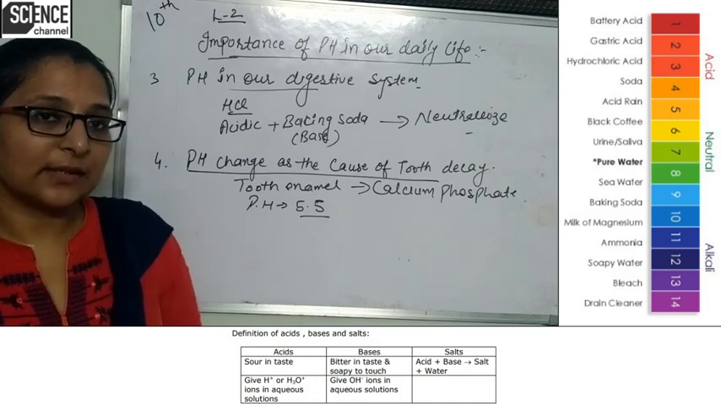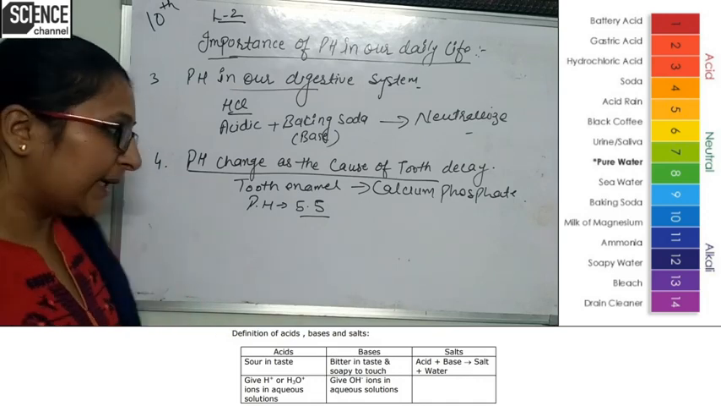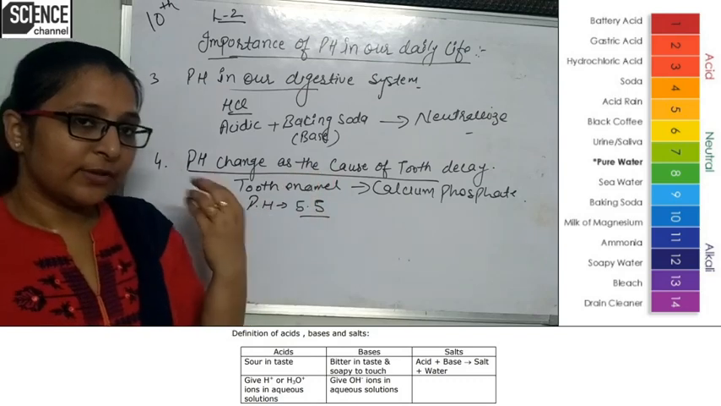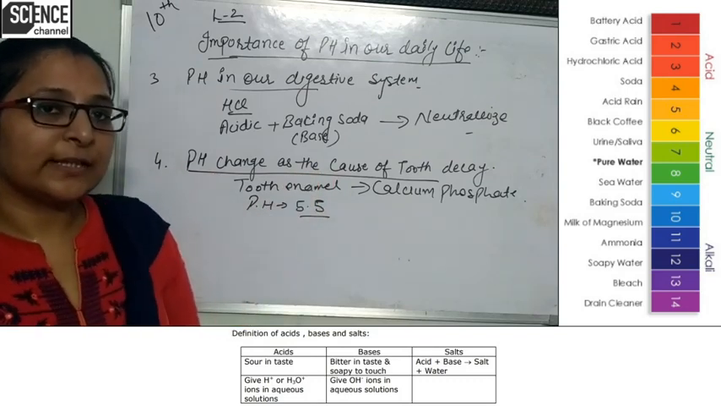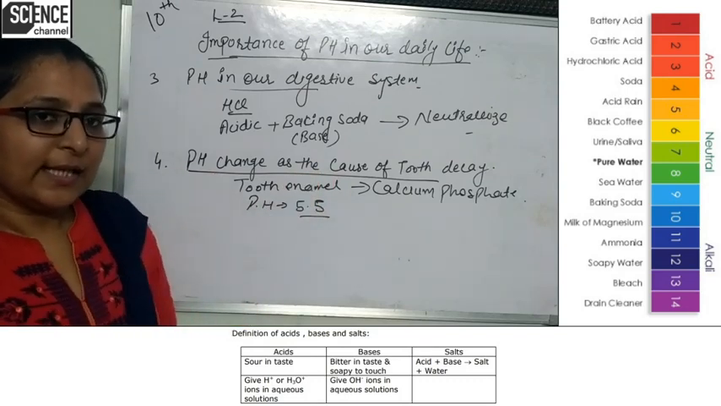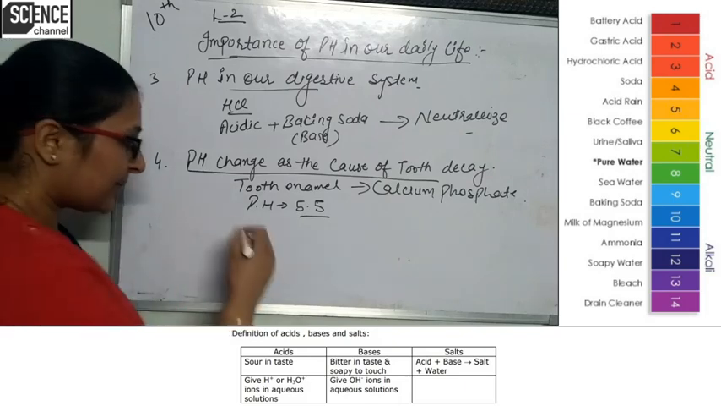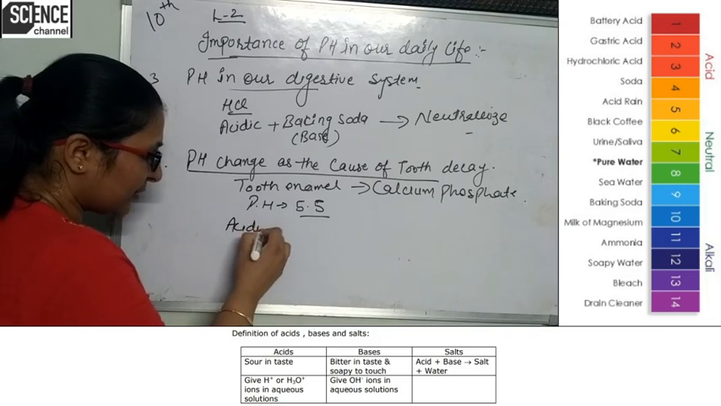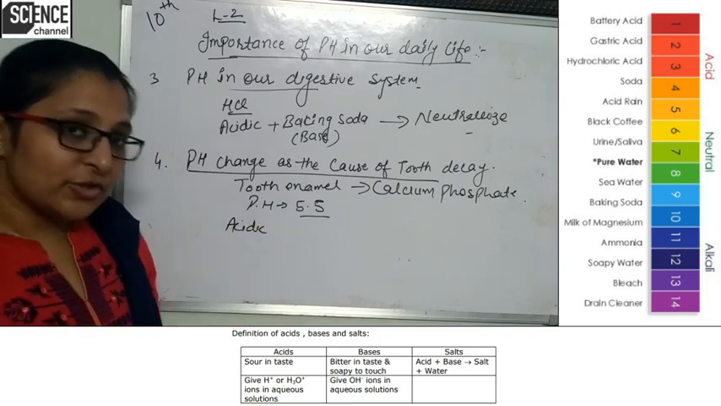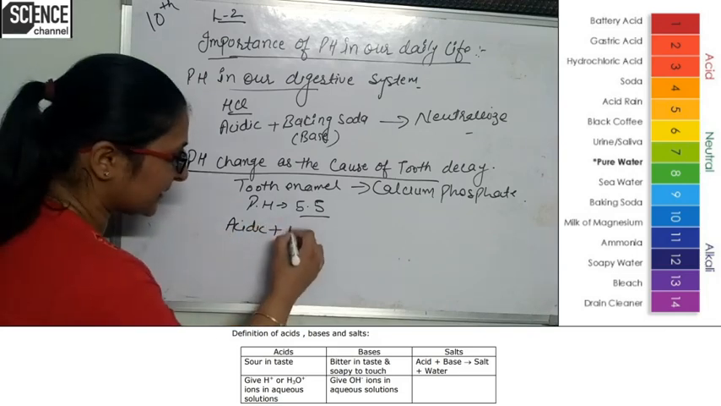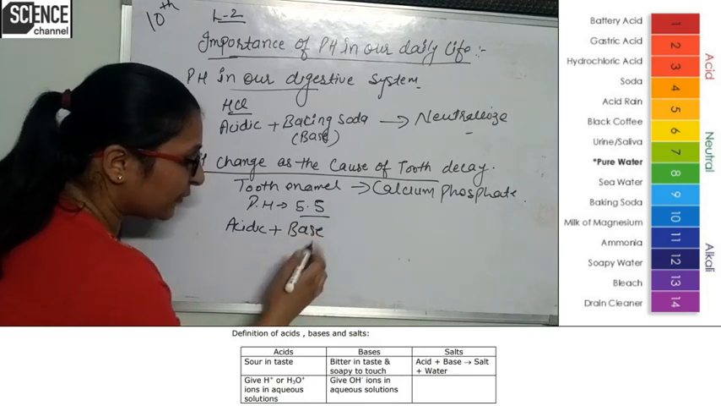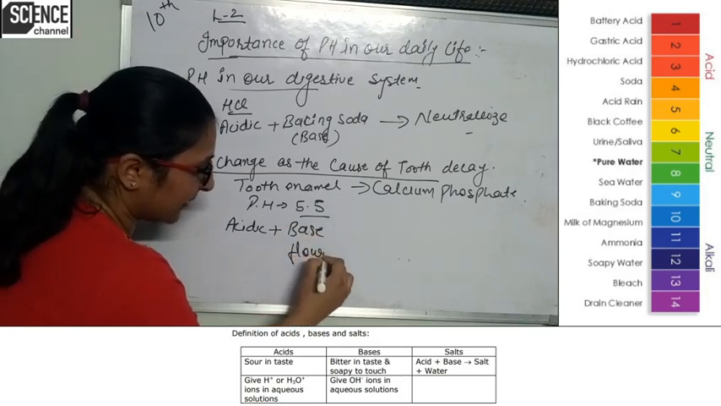What will be the reason? How can we remove it? If we are continuously eating sticky food like chocolates and ice creams, then our mouth becomes more acidic. Clear? Our mouth becomes more acidic. Then what should we use? A base. And which base have we used? Fluoride.